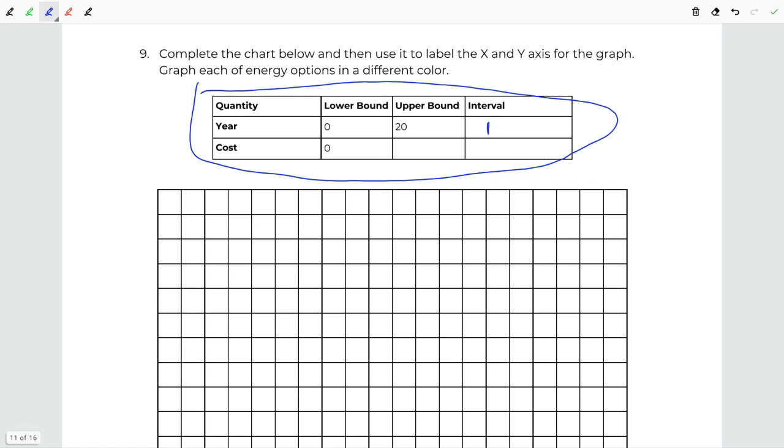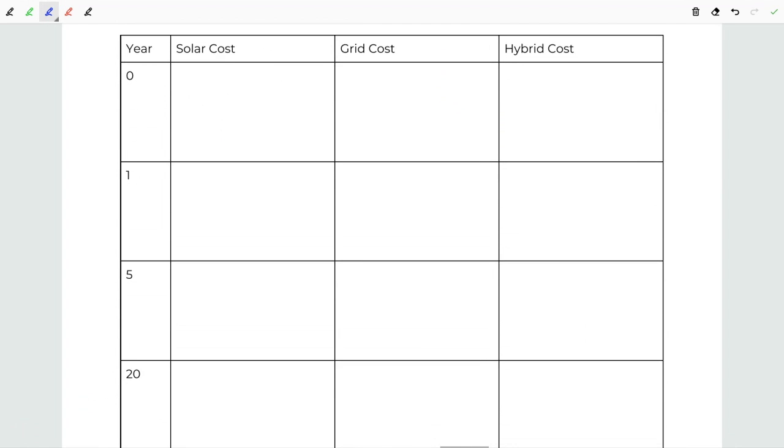Our upper bound for the cost we're left to figure out on our own. And what we're going to do is go back to our chart, which I don't have filled out here, and we're going to find the most expensive option. And it turns out if you look at your chart, that's going to be $28,000 for the full grid option after 20 years.